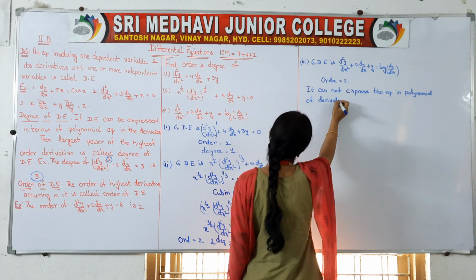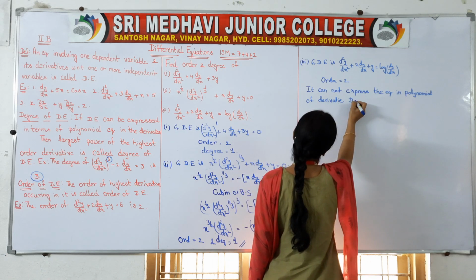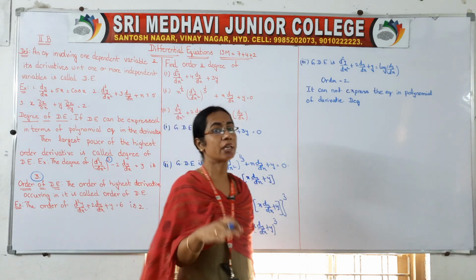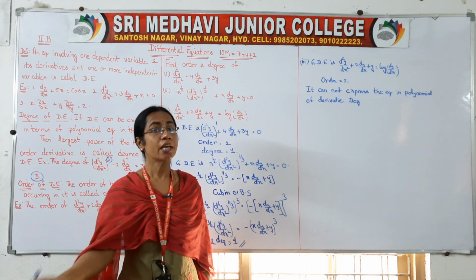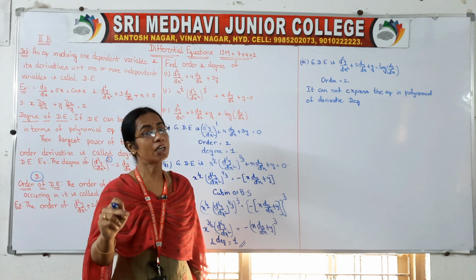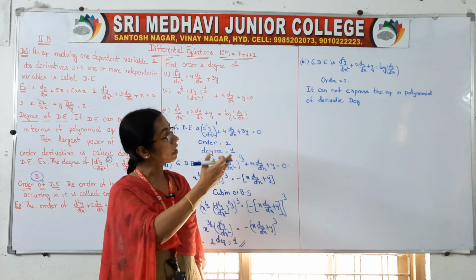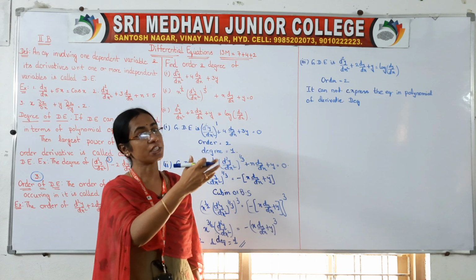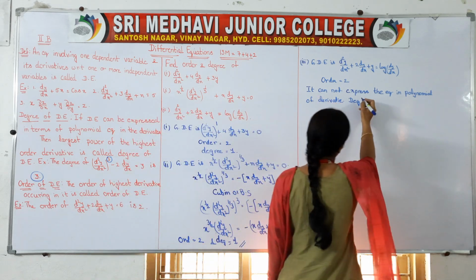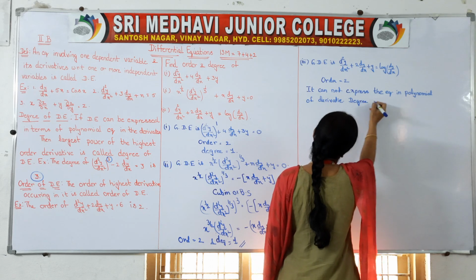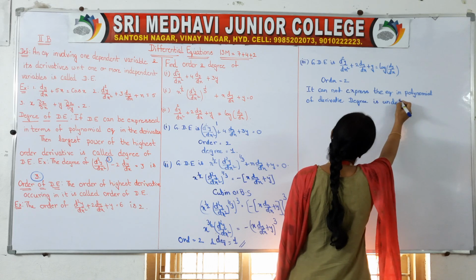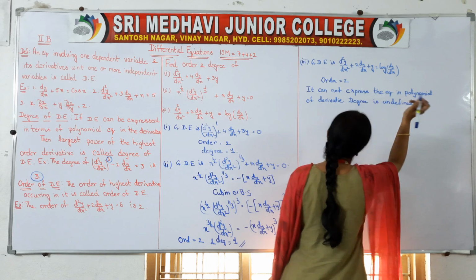So degree is not defined, right? How do we take it? If the equation is a polynomial equation in terms of derivatives, then the largest power of the highest order term is called its degree. Here we cannot express this equation as a polynomial equation of derivatives, isn't it? That's why degree is undefined, or is not defined.